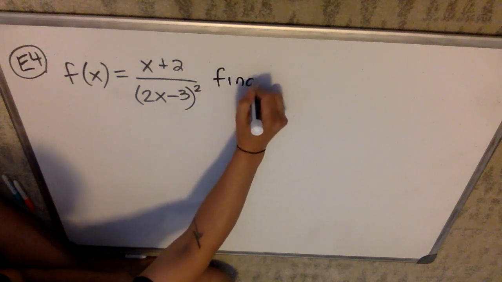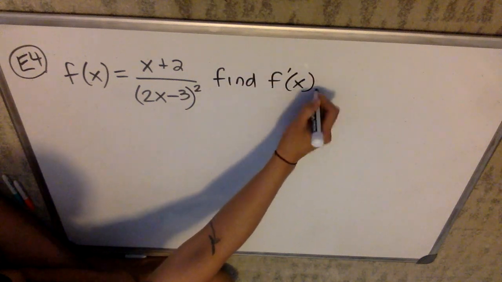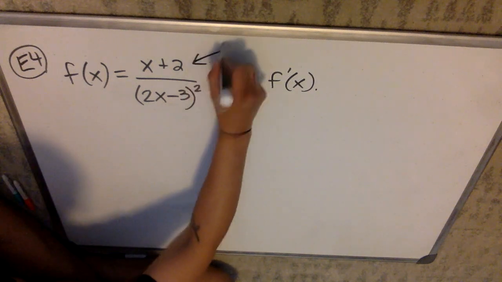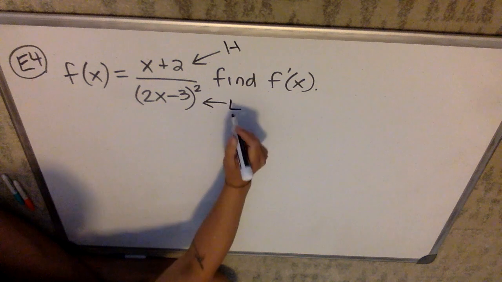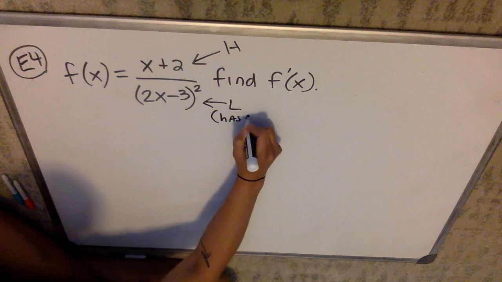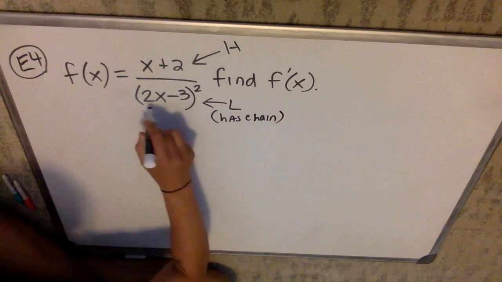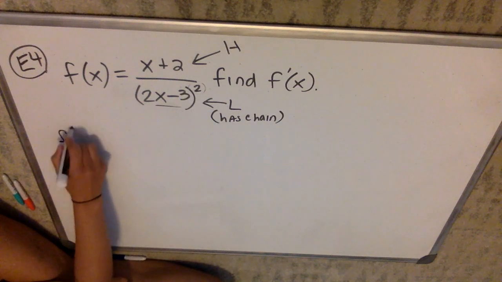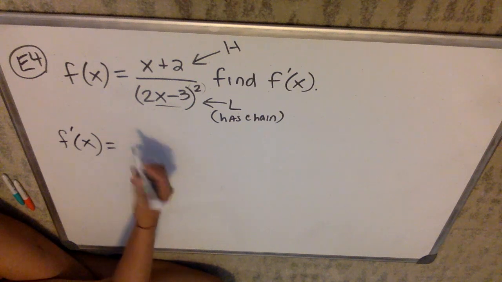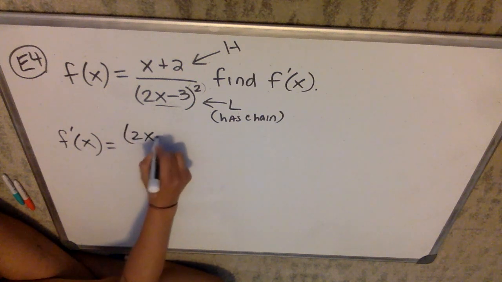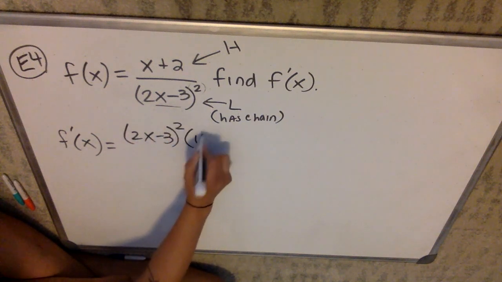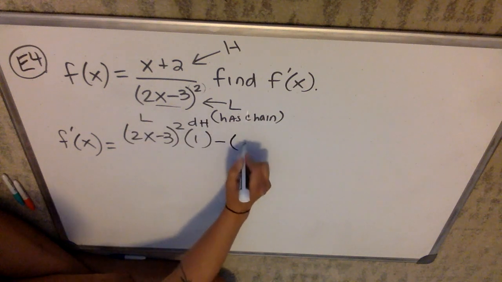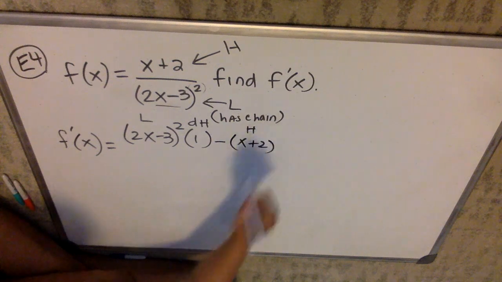So what we're going to do is we're going to find f prime of x, okay? So the issue here is that this is definitely a quotient, right? I have a high function, and I have a low function. But the low has a chain because there's clearly a function inside of another function on the bottom, right? So when I find my f prime of x, I'm going to need to do low d high, right? So this is low d high minus high, which is the x plus 2, right? D low.